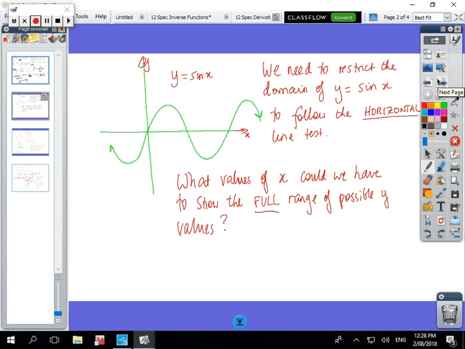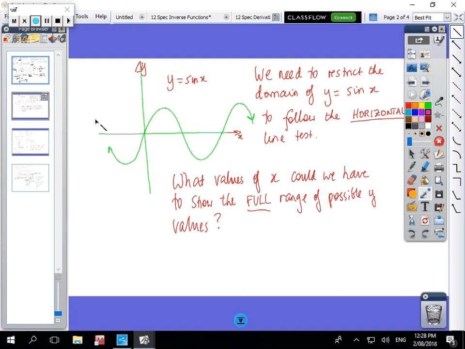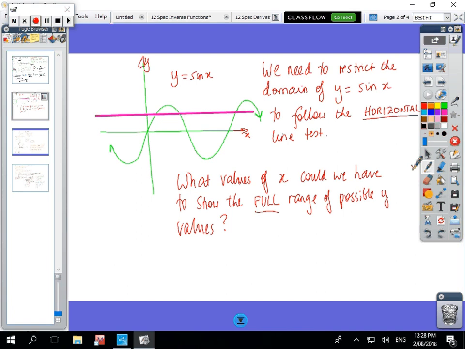Now we've got to look at the horizontal line test. If I draw a horizontal line, it keeps cutting in different spots, and that means we can't have an inverse because we've got multiple cuts. So we need to restrict the values of x so that we get the full range of the possible y values. If I want to get all the possible y values, where do I go? Obviously we can't go forward because we have a cut straight away. Let's have a look at the next slide.